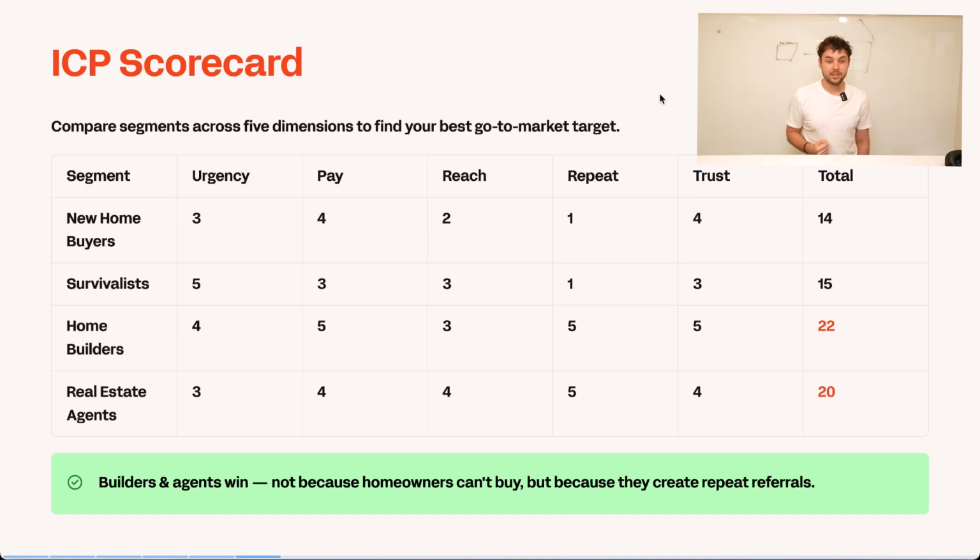But in this example, the builders and the real estate agents win, not because the homeowners can't buy, but because these people create repeat referrals. One customer turning into 3 is much higher leverage than just going after each individual home buyer. So again, you would not think this out the gate if you're saying, I'm going to install generators. A beginner would say, okay, I'm just going to sell generators to people who own homes. But if we look at this, the home buyer, the one that seems the most obvious, is actually the lowest scoring in the ICP scorecard.